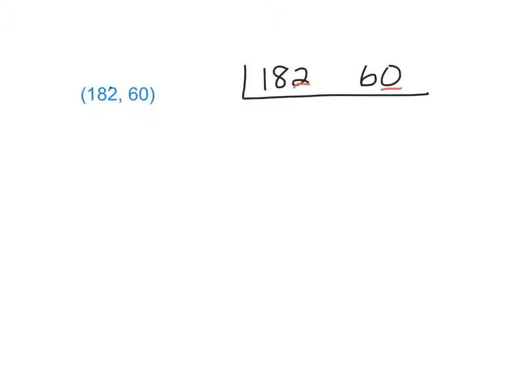So 2 and 0, we know 2 is going to go into there. All right, 2 goes into 18 9 times. There's no leftovers. 2 goes into 2 once. Now you're taking 2 into 60. 2 goes into 6 3 times. 2 goes into 0 0 times. All right, are we done?